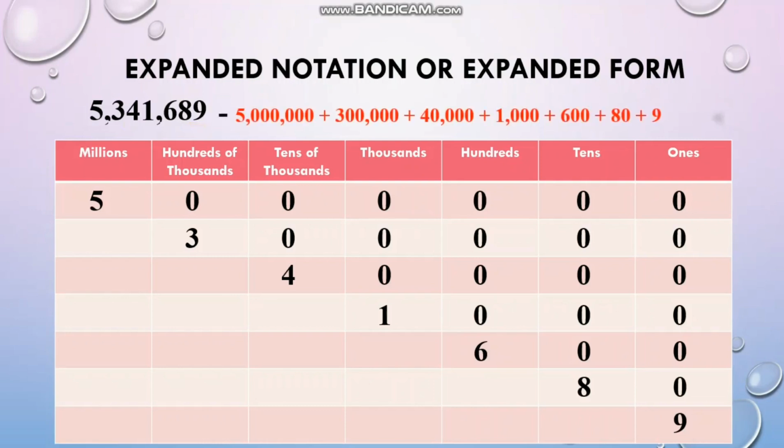So when we're expanding the number 5,341,689, we write 5 million plus 300,000 plus 40,000 plus 1,000 plus 600 plus 80 plus 9.